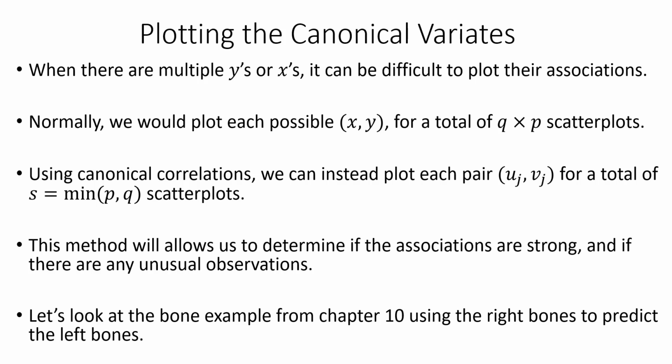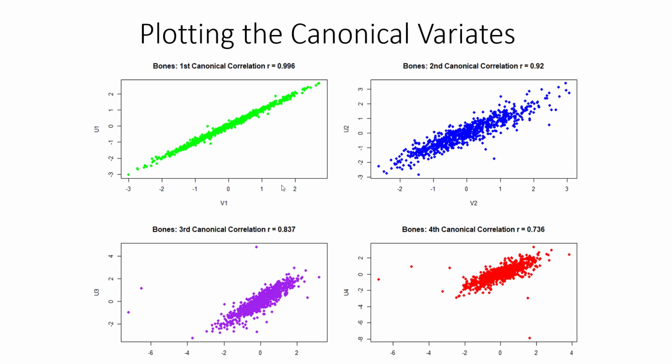Are there any outliers in the data that may not show up, even when you're looking at pairwise comparisons? As a quick example, let's look at chapter 10, where we compared the bones on the right side of the body to the bones on the left side. Because we had 4 bones for y and 4 bones for x, we have a total of 4 canonical correlations we can calculate and 4 sets of canonical variates. If we look at v1 with u1, we have a correlation of almost perfectly 1, and that's exactly what we see. We have pretty much a straight line between v1 and u1, our combination of x with our combination of y.